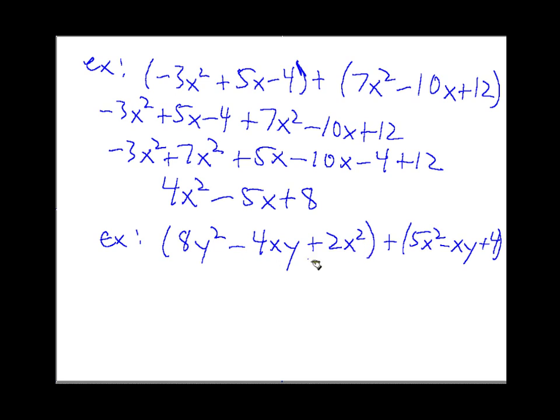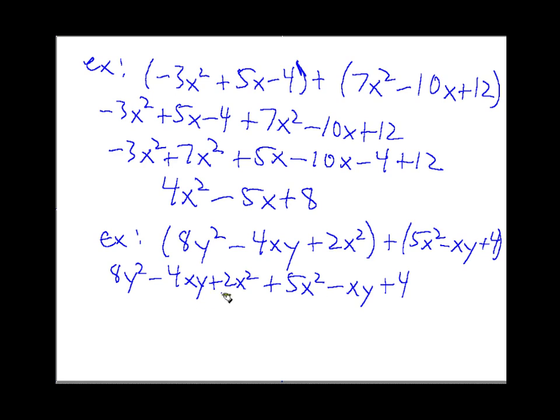All right, again, just combine like terms, right? So now one thing about writing your final answer, well, I'll talk more about that in a moment. So let's go and combine like terms. Let me drop the parentheses. So 8y squared minus 4xy plus 2x squared, and then plus 5x squared minus xy plus 4. Again, clearly we're adding these two together. Okay, let's combine like terms.